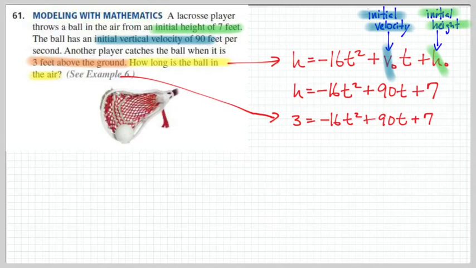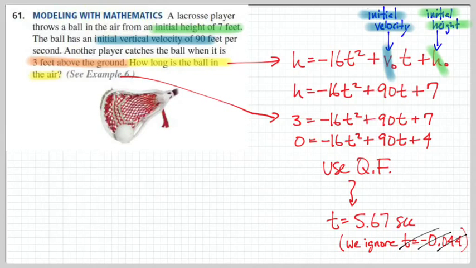And at this point, I'll subtract 3 from both sides, get it into standard form with a 0 on this side. At this point, I'll use the quadratic equation. Well, before I do that, I would actually divide by 2, just to make the numbers a little bit smaller. But using the quadratic formula, which I'm not showing, we get these two answers, 5.67 and negative 0.044. We cross out the negative version since it doesn't really make sense in this problem.